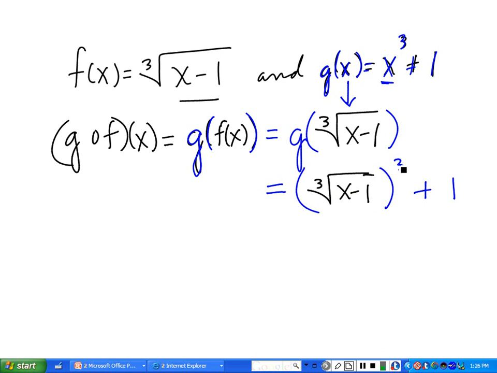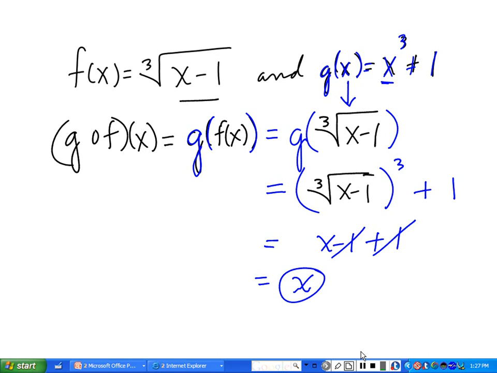Again, we have a root and we have a power, and they are the same thing, so they are inverses of each other. So what we get is just what is under the root, just x minus 1. x minus 1 plus 1, the ones cancel and we just have x. By the way, another tidbit, since we did the compositions both ways and both answers became x, then we know that f and g are inverses of each other.